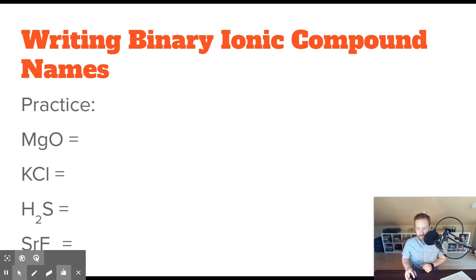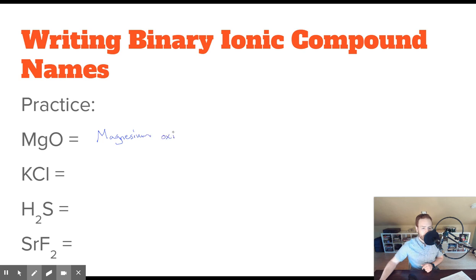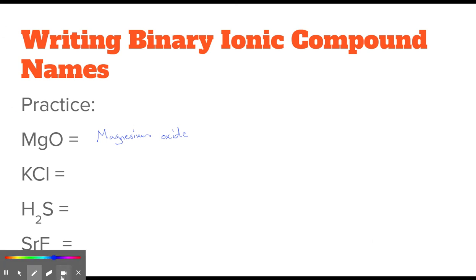So let's do some examples, some practice. I'll do the first one as an example. Mg and O. Well, that's magnesium and oxygen. So the name is going to be magnesium oxide. Take a few seconds, pause the video, and do the other 3 examples.